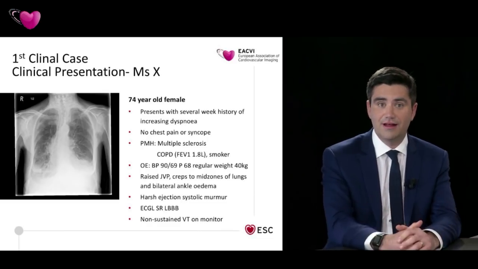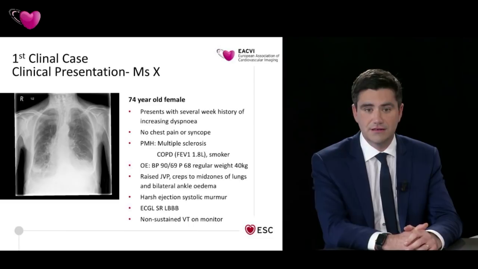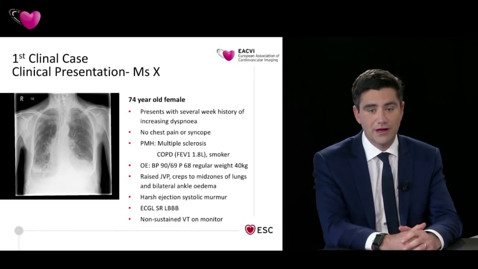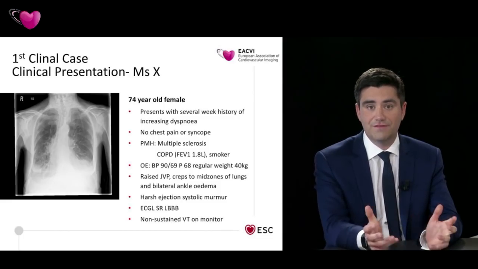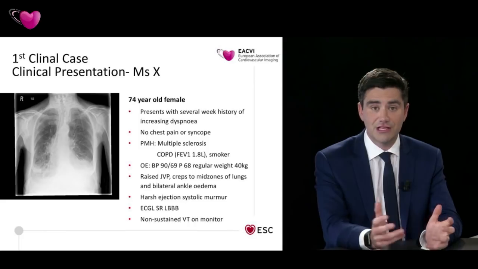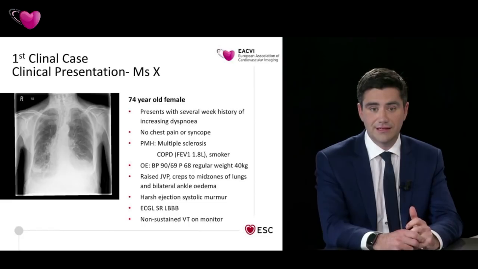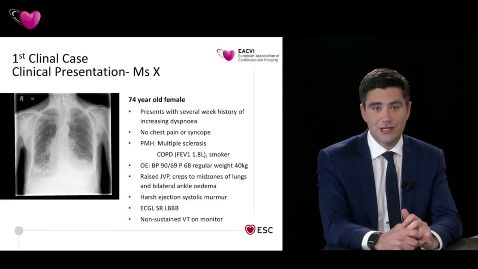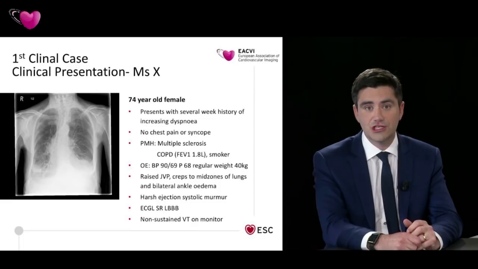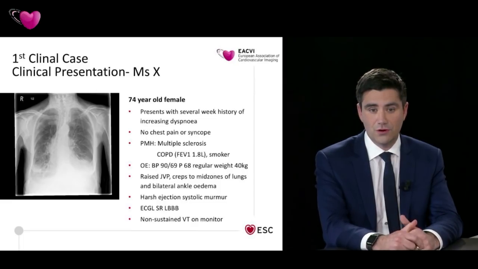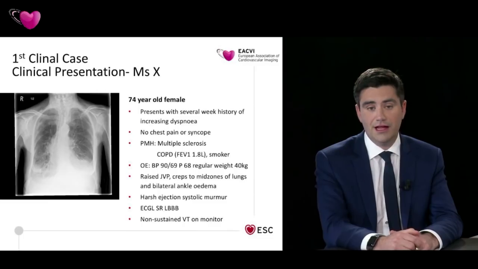So we examined her, and her blood pressure was a bit on the low side at 90/69. Her pulse was 68 beats per minute and regular, and she was quite a frail lady. She weighed only 40 kilograms. On examination, we found that she had features of congestive cardiac failure. She had a raised JVP, she had crepitations to her midzones and bilateral ankle edema, and she had a very clear ejection systolic murmur. We did an ECG, and this showed sinus rhythm with left bundle branch block and a broad QRS complex. And she also had some runs of non-sustained VT on the monitor.